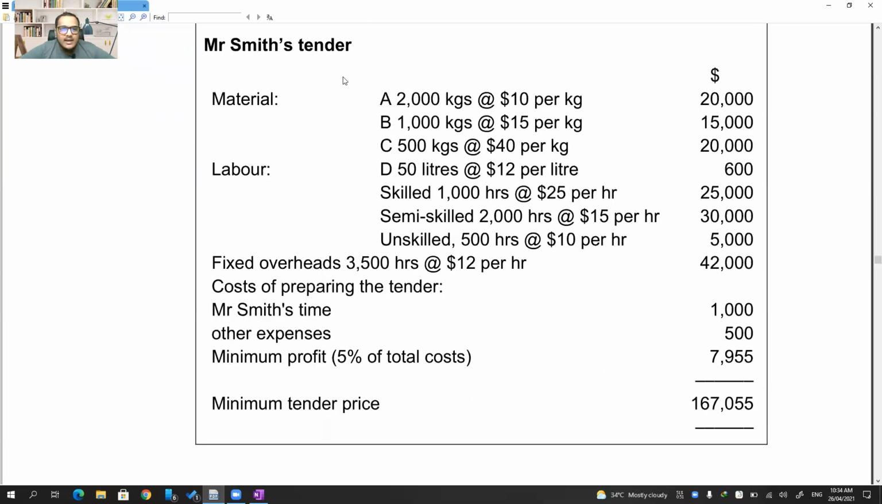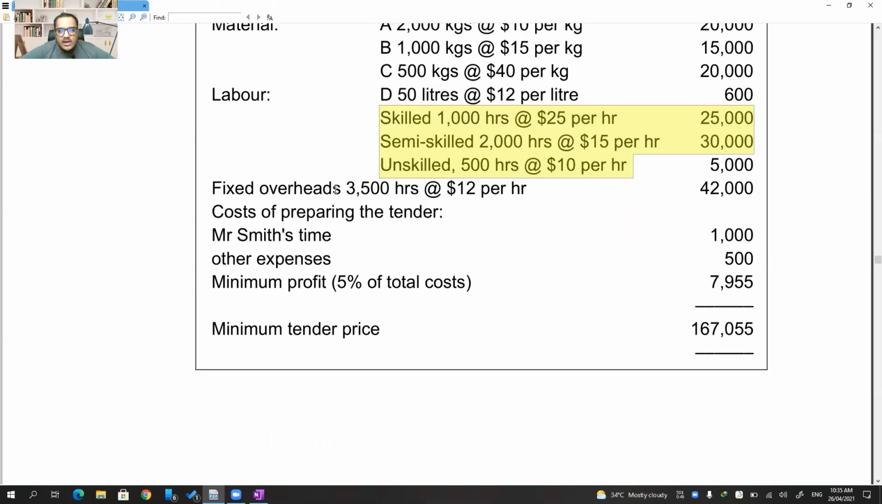He's tendering material: 2,000 kgs at $10 per kg, 1,000 kgs at 15, 500 kgs at 40, 50 liters at 12 per liter. Labor has to come down here: skilled, semi-skilled and unskilled labor, number of hours at the rate per hour is given. Then fixed overheads are given.